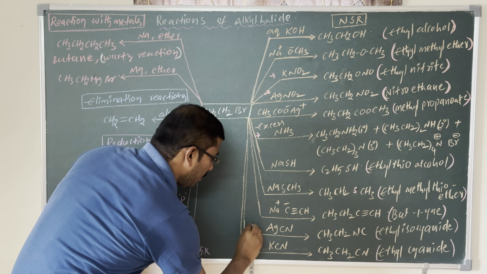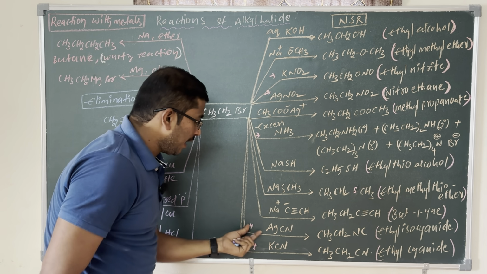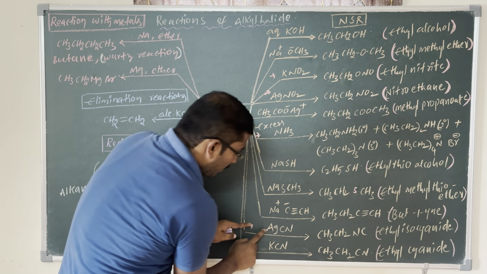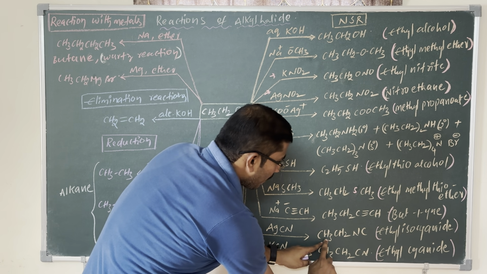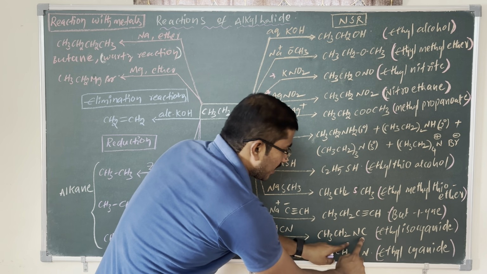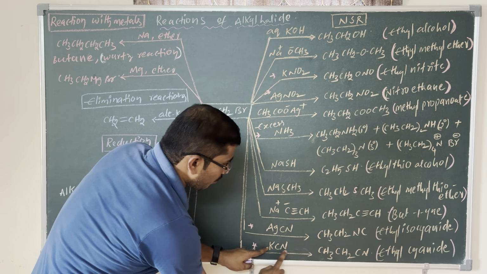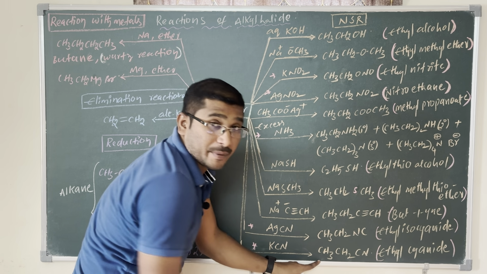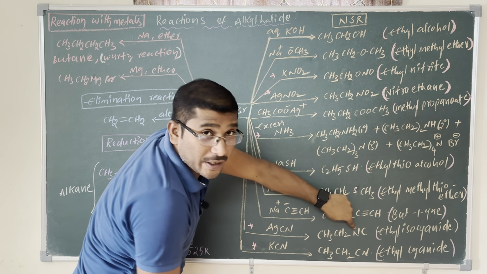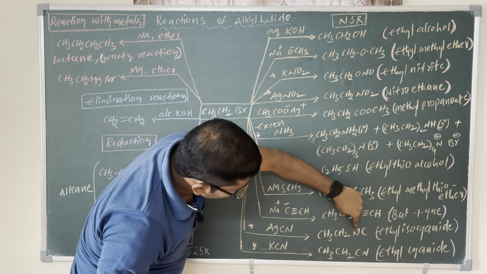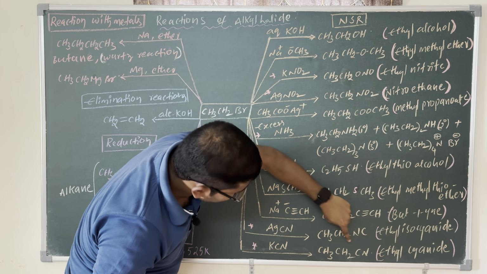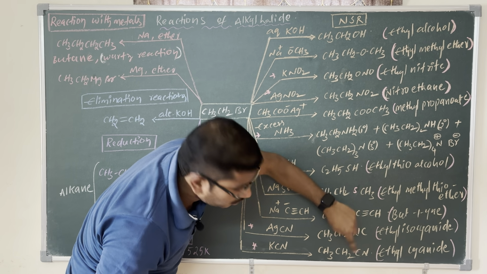Here also it is very important, students, keep in your mind. Alkyl halides react with silver cyanide to give ethyl isocyanide. With silver cyanide we get isocyanides, and with potassium cyanide we get simple cyanides. Here also these two are ambidentate nucleophiles having the same molecular formula. In isocyanides, nitrogen is bound to the carbon atom. In cyanides, carbon is bound to the carbon atom.